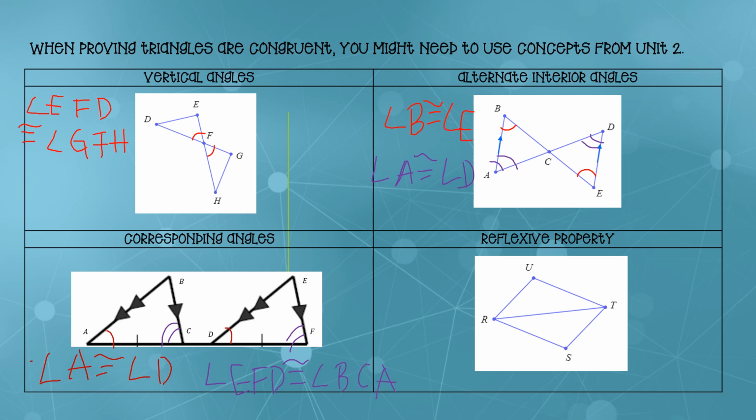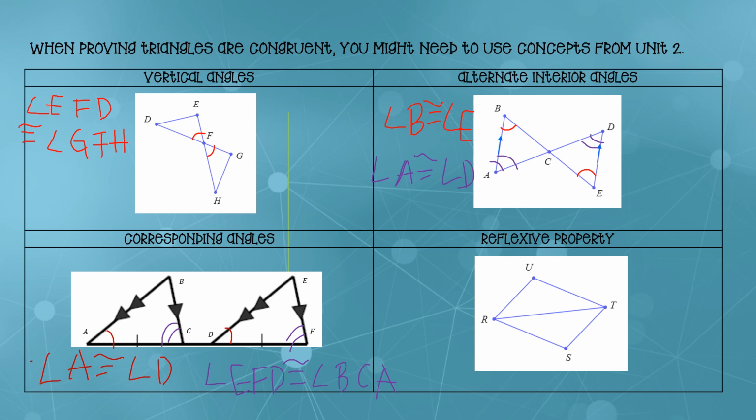I could call angle EFD angle F because that's a singular angle, but I couldn't call BCA C because there are two different angles coming from point C. There's BCA and then there's BCD as well, so we'd have to be careful. Again, we don't see corresponding angles as much as alternate interior angles, but it does happen from time to time.